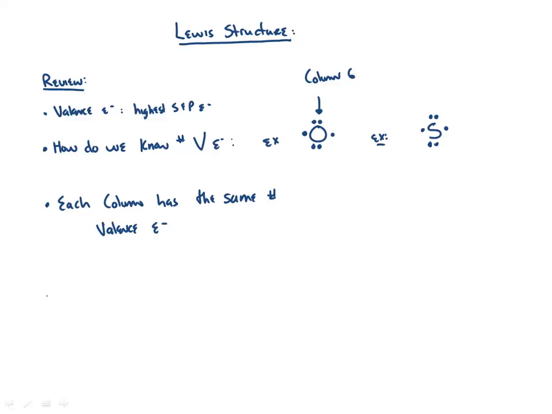Let's see. That just blew my train of thought. What was the next thing we wanted to review real quick? So we know where to get the valence electrons from. Oh yeah, the octet rule. What does the octet rule say?